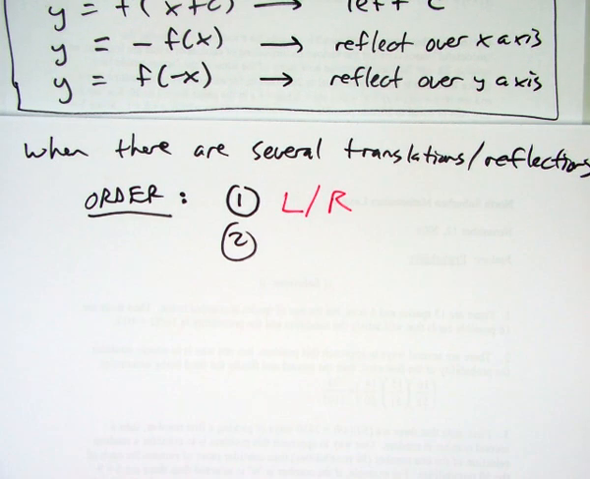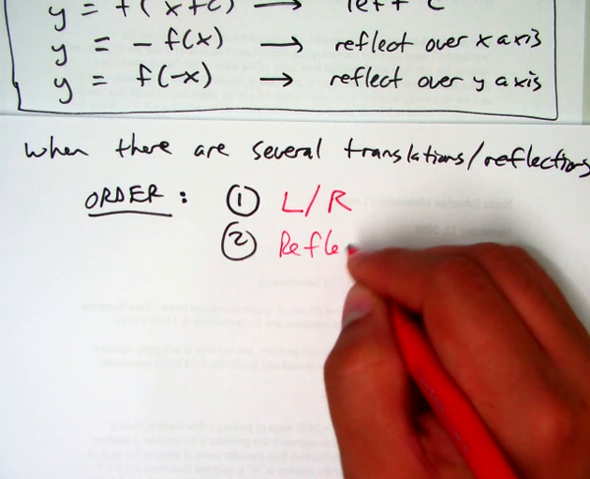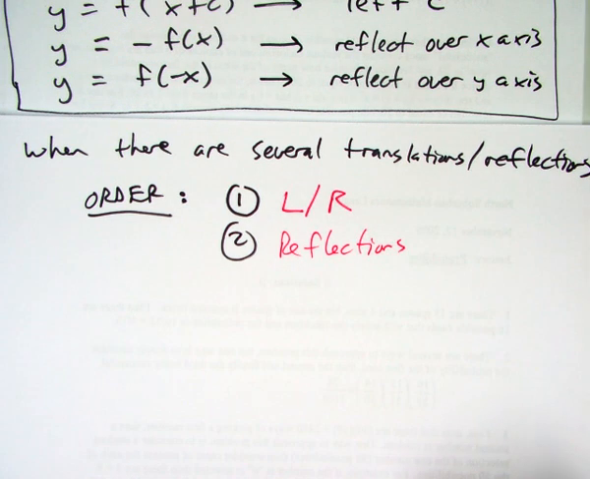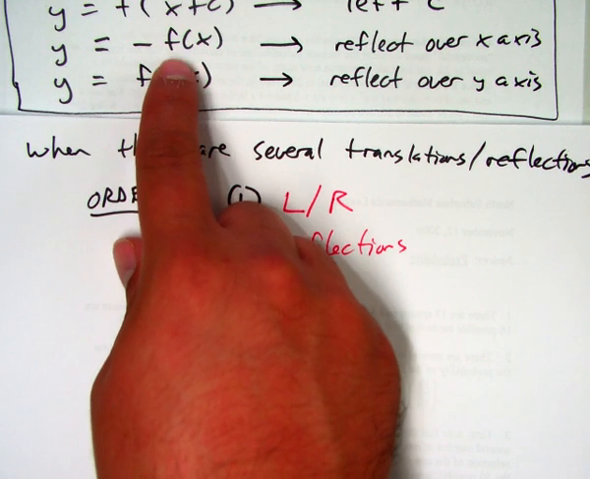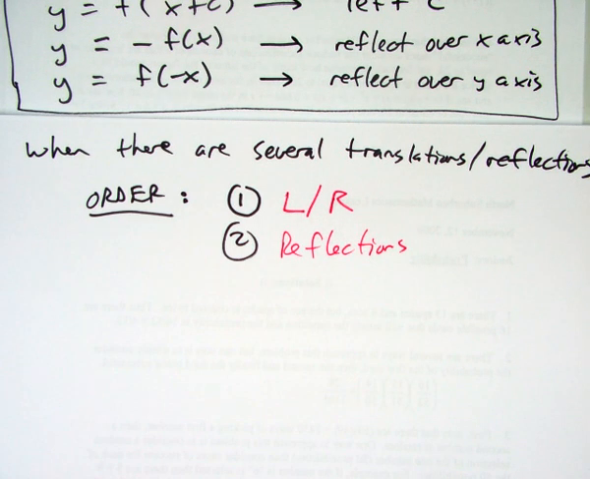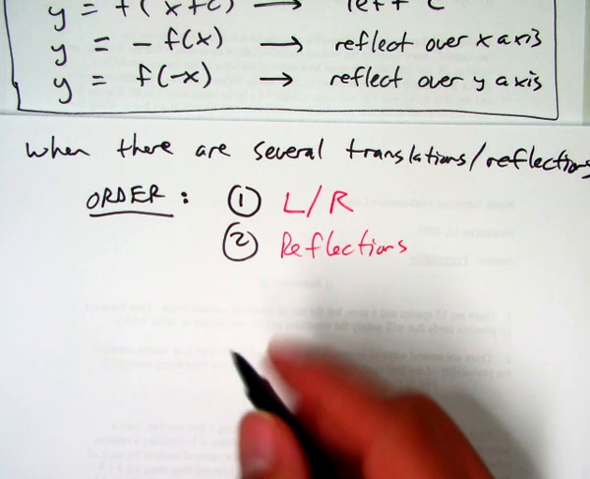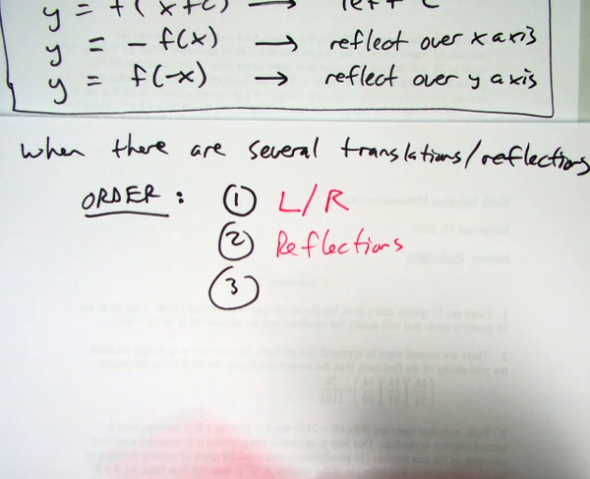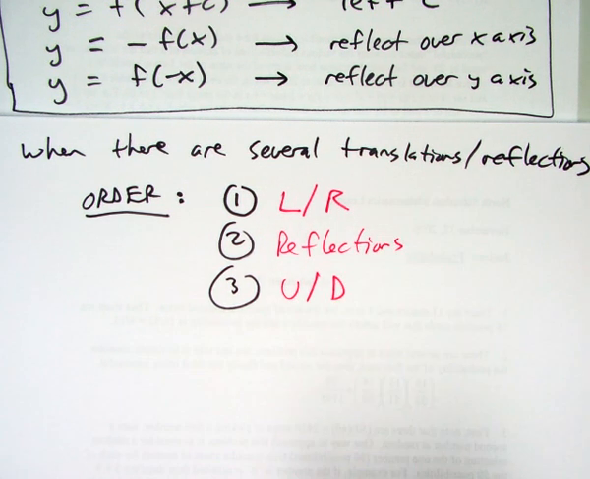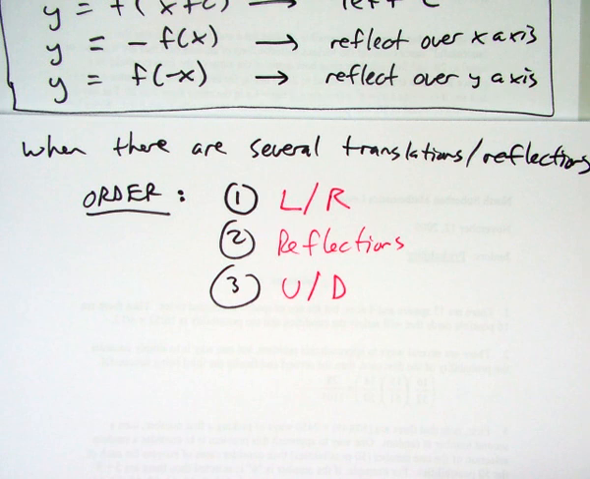Second, if there's any reflections, you take care of those next. Okay, so whether it's either, if it's over x or y, do those. If you have both reflections, so if you were to have a negative on the outside and inside, that order is interchangeable, but you got to stick with this. Left or right first, any reflections next, and then third, if there's any up or down translations, we do those last. Okay, so if you stick with this order, then you're guaranteed to get all these graphs correct.